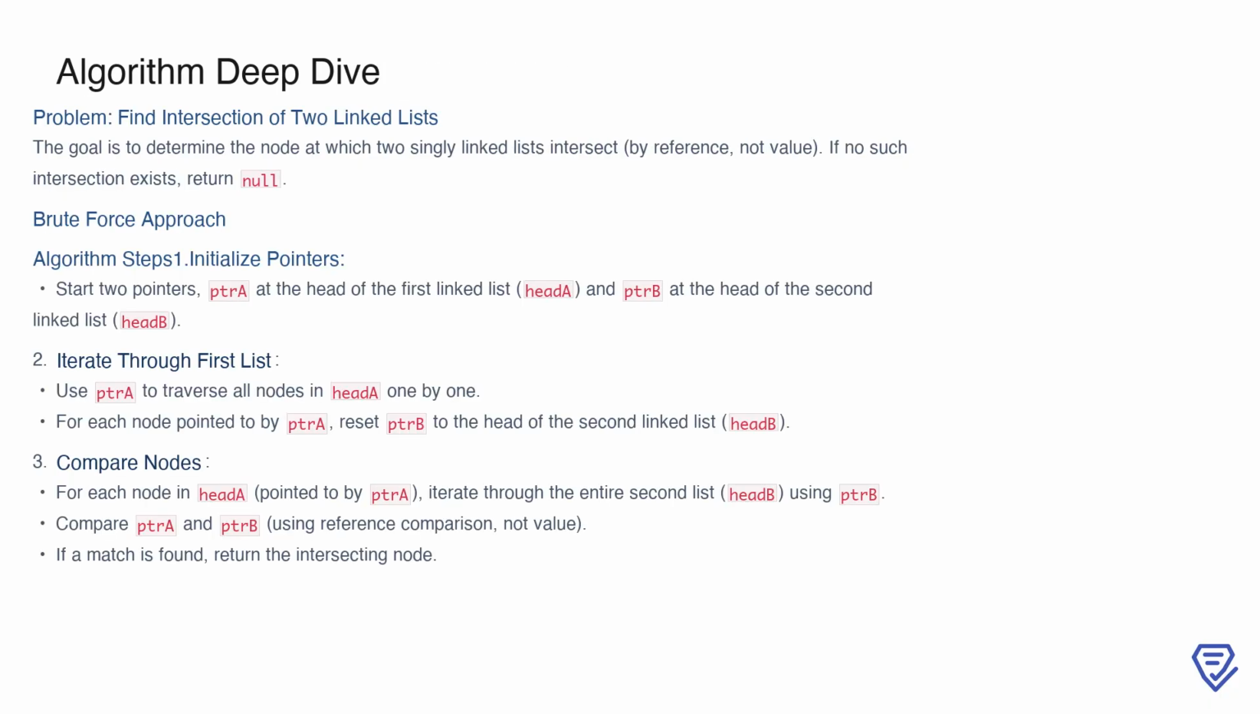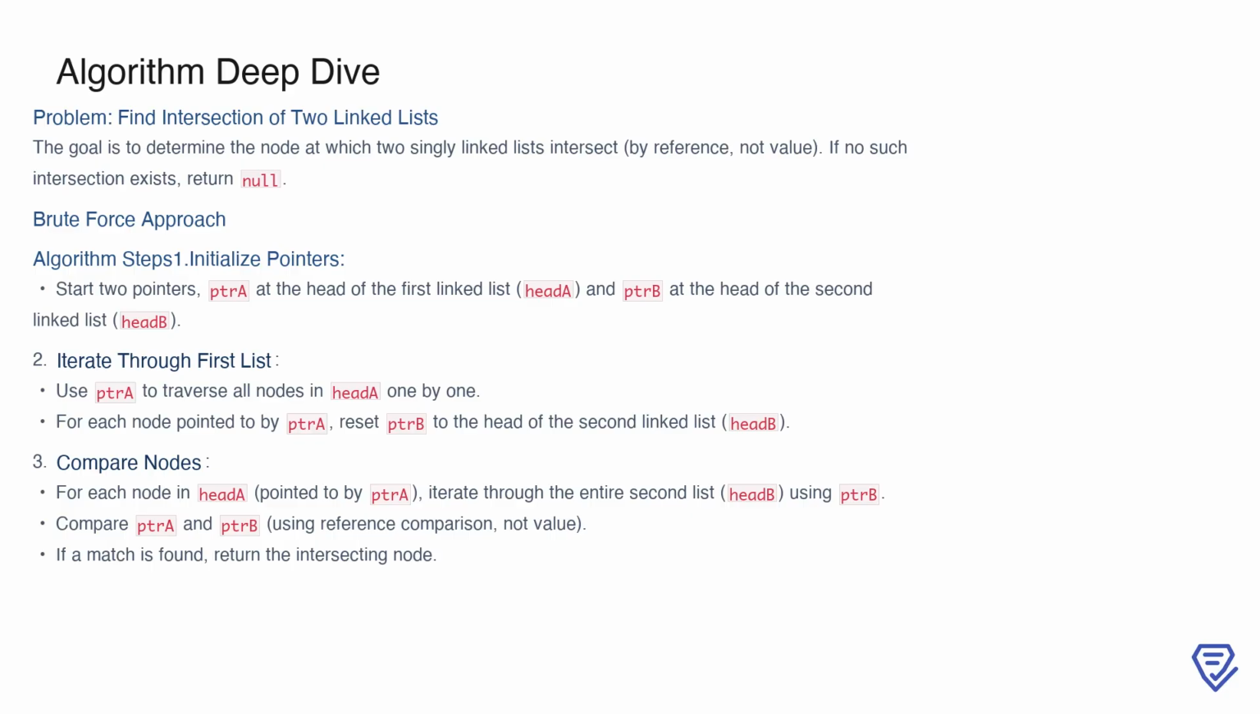The problem we're tackling here is to find the intersection of two singly linked lists, if one exists. By intersection, we mean the node where the two lists start to share the same reference in memory. This is not based on the value of the node, but rather the reference itself. If there's no intersection, the result should be null.